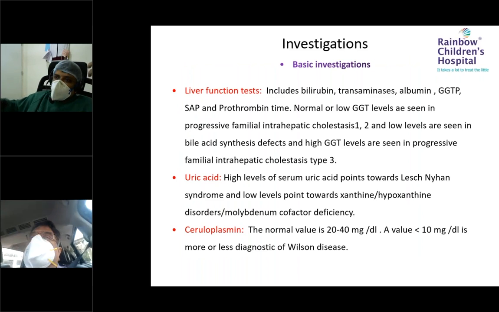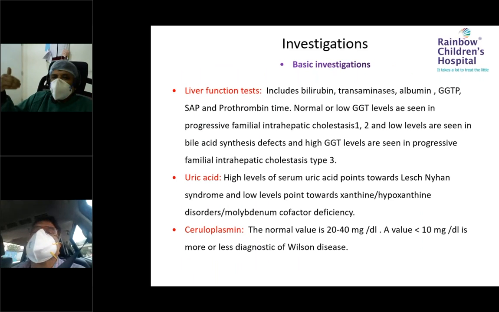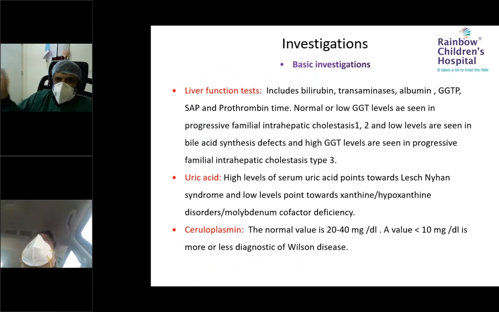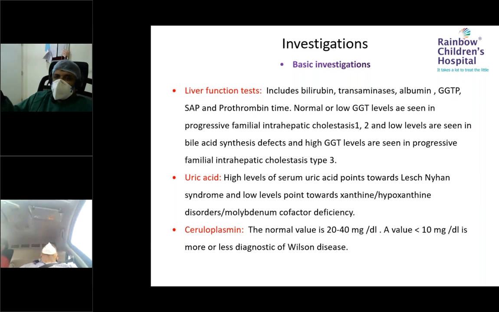So yes, now we have seen a baby. What are the basic investigations that one should ask when we are suspecting a metabolic liver disease? The first and foremost is going to be the liver function test. Again, conjugated hyperbilirubinemia points towards the diagnosis of a cholestatic disorder. Elevated serum transaminases and hypoalbuminemia indicate chronic liver disease. GGTP, gamma glutamyl transpeptidase, is compulsory to be included as a panel for the liver function test.